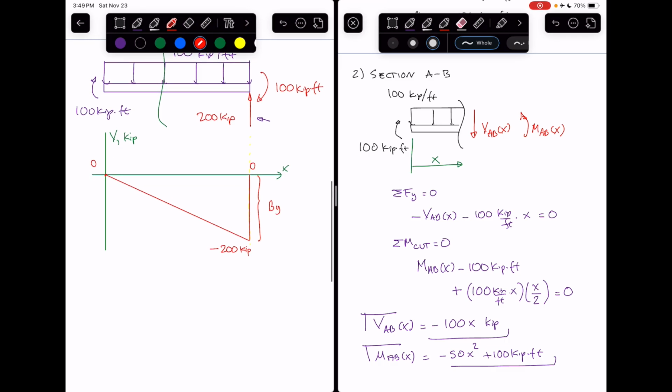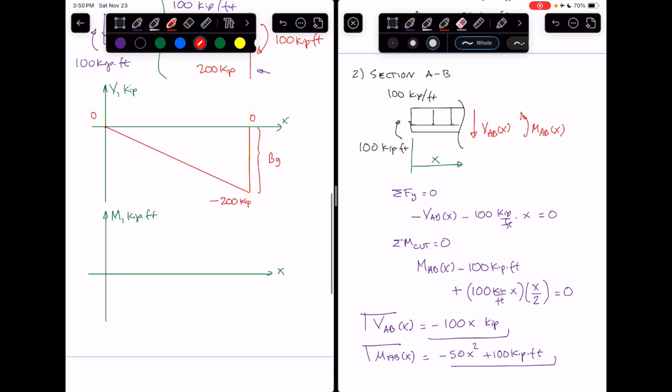We are now ready to do the same thing for our bending moment diagram. We go ahead and draw our axis. Forgot to put that over there. This would be my bending moment in terms of kip foot. I'm going to have my axis in terms of x, and I'm ready to draw my bending moment.